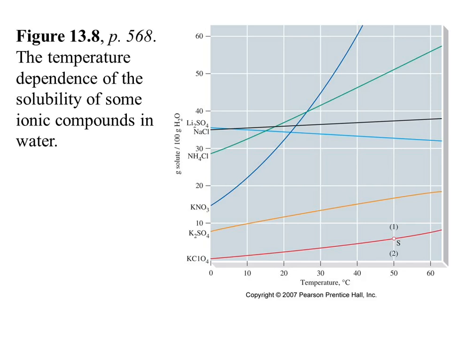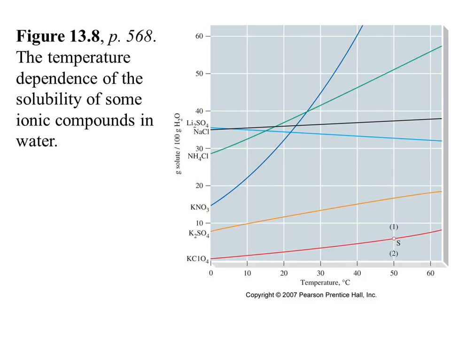So each one of these lines is a different substance, a different salt. Remember, salt is just an ionic compound, okay? So we have potassium perchlorate, potassium sulfate, potassium nitrate, ammonium chloride, sodium chloride, and lithium sulfate. So each line is different. What you're seeing here along the y-axis is how many grams go into 100 grams of water. Along the x-axis, you see the different temperatures. If you want to put homework here, you can, because you're going to be using this slide. You probably get it from your textbook, but you'll be referring to this in your homework.